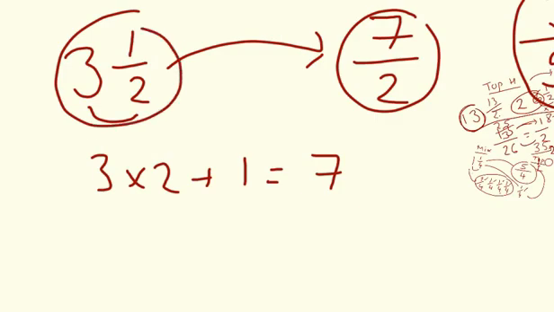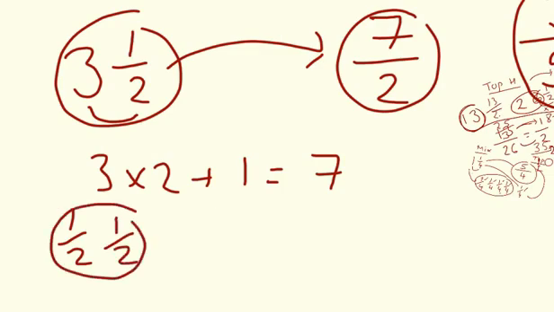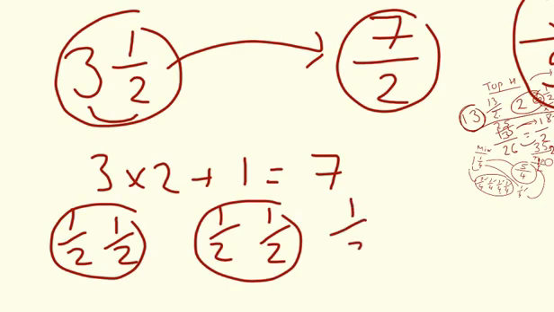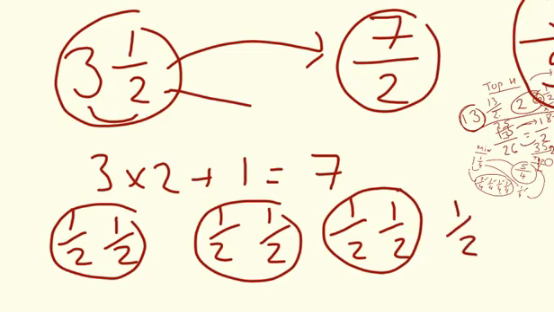So let's see how many halves in a whole. 1, 2, that's a whole. 1, 2, that's a second whole. 1, 2, and that's a third. And then you've got this additional one here. So let's count it. There's 2, 4, 6, 7. 3 1/2 is 7 over 2. And that concludes the topic of module 1.3.